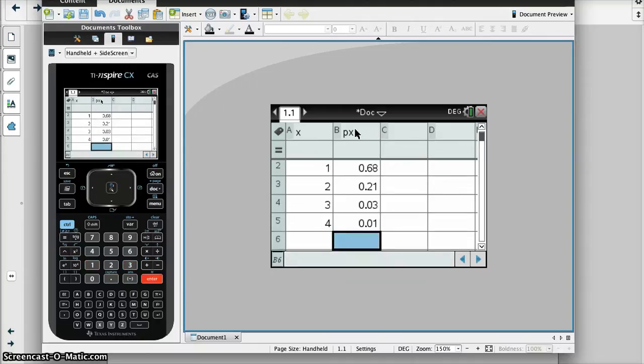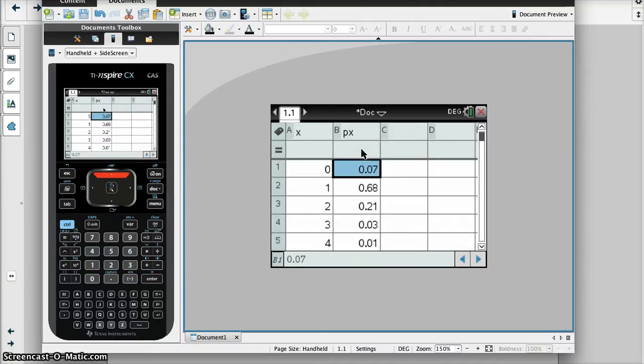Okay, so again, before you start to complete the calculations, make sure that your information matches. 0 credit cards is 0.07 probability, 1 credit card probability of 0.68, 2, 0.21, 3, 0.03, and 4, 0.01. Okay, so from here, we will follow the same procedure we usually follow for the calculator to find our statistics. However, there's going to be one change to that.